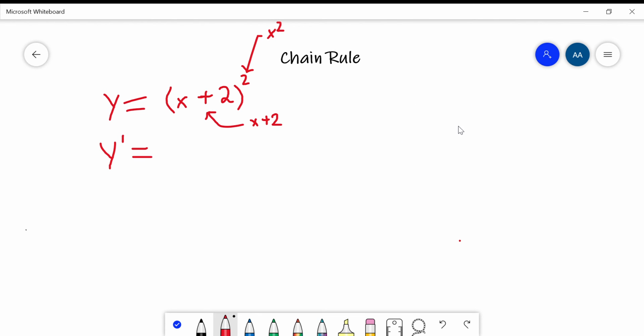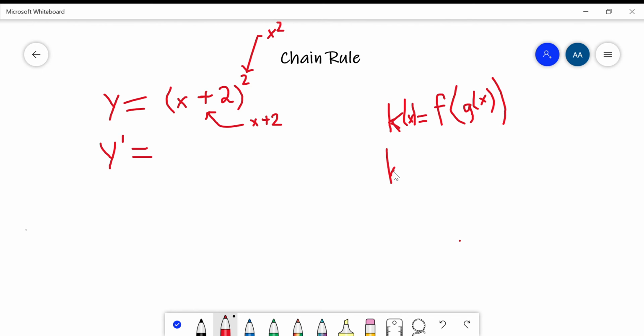Let me put out the equation. I'll draw it right here. So let's say we have k of x is equal to f of g of x, which is the situation that we have here. f is the outer function, and g of x is the inner function. And what we need to do is find the derivative of k of x.